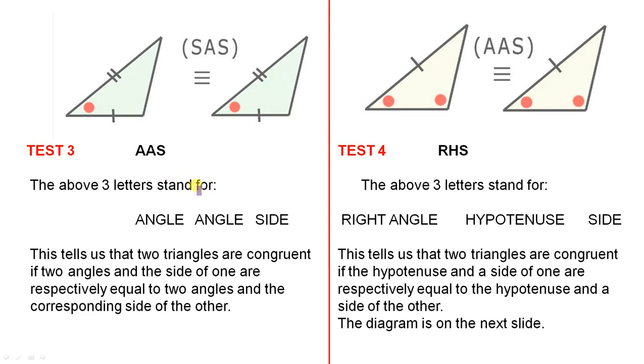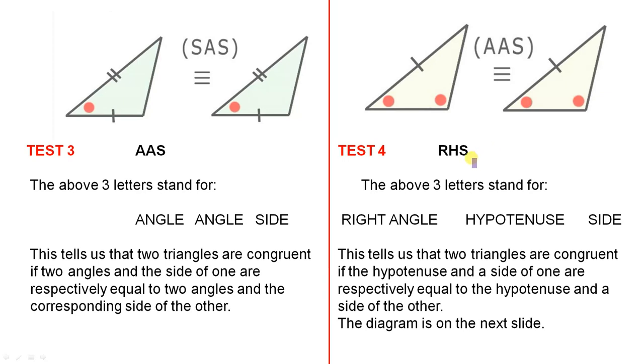Test number 3 is called AAS. The above 3 letters stand for angle, angle, side. This tells us that two triangles are congruent if 2 angles and the side of one are respectively equal to 2 angles and the corresponding side of the other. So there's 2 angles there and 2 angles there, that side and that side. Those 2 angles equal those 2, that side equals that side. The 2 triangles are congruent, and the reason is angle, angle, side.